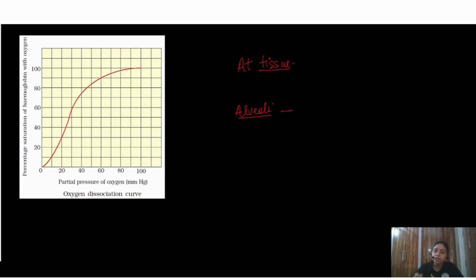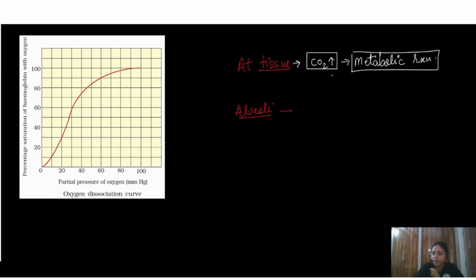At the tissue level, we know that metabolic reactions are going on, so the CO2 concentration is always increasing. The waste product of these metabolic reactions is CO2. Because of that, the concentration of CO2 in the tissues increases, and it has to be removed as a waste product.